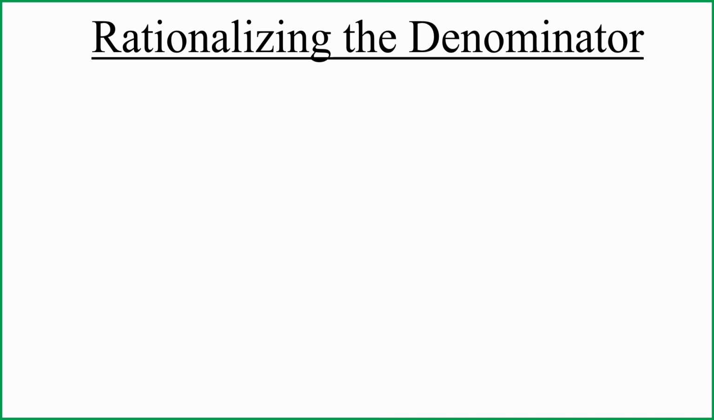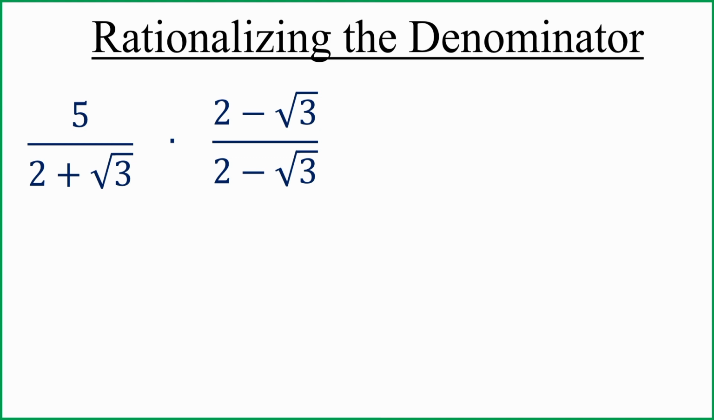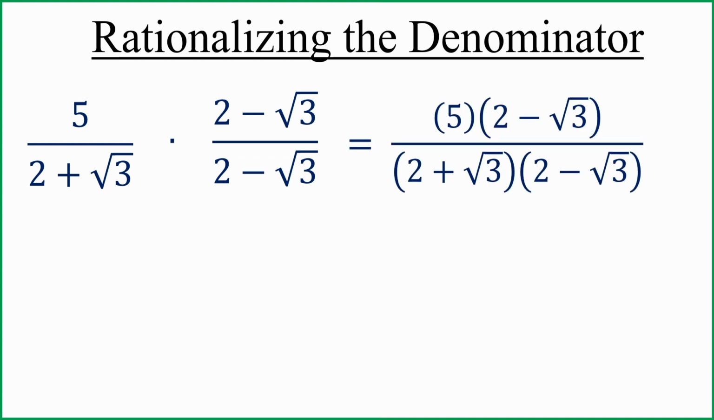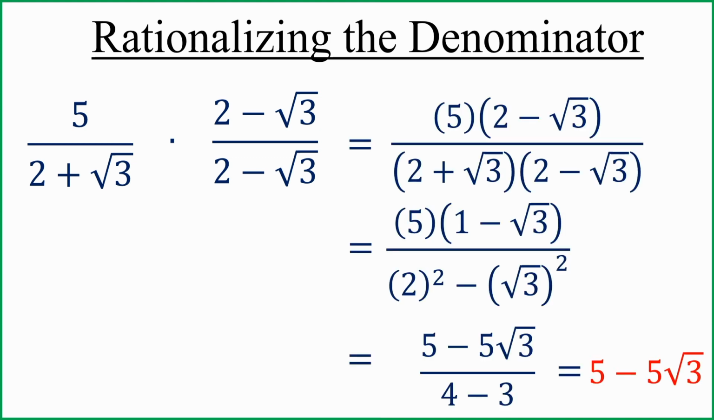Second example is 5 over 2 plus the square root of 3. To rationalize this, you have to get the conjugate of the denominator. Conjugate is where you change the sign in the middle of 2 terms. Thus, you have to multiply this to 2 minus the square root of 3 over 2 minus the square root of 3. Where 2 minus the square root of 3 is the conjugate of 2 plus the square root of 3. Then simplify, the answer is 5 minus 5 square root of 3.